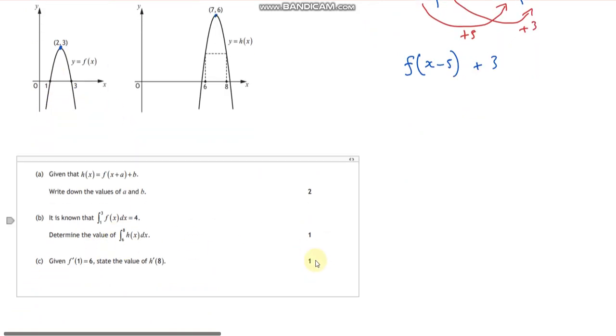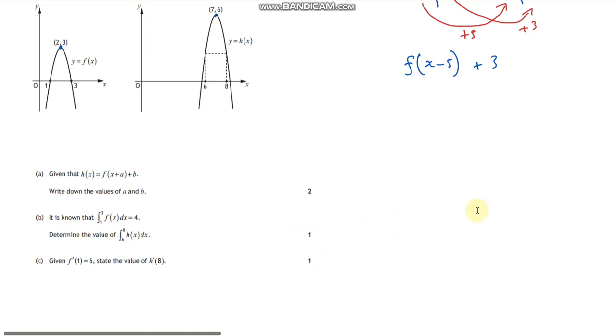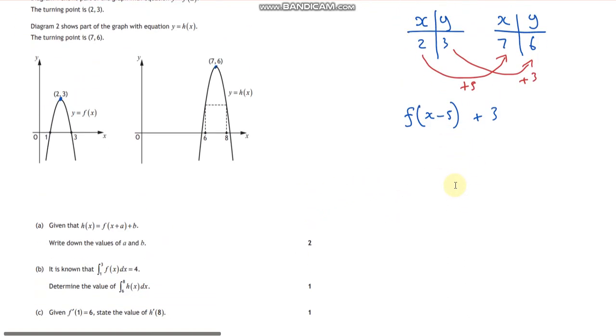Now, the next one, look at this. Not many marks for this, but there's a bit of thinking involved here. So there's not a huge amount of heavy maths, but there's a bit of problem solving going on. So it is known this, determine the value of this. Okay, well, what does this mean?